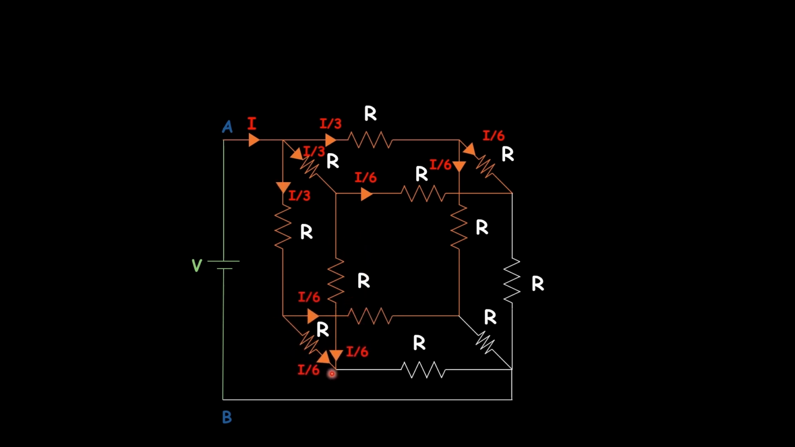These two I by 6 currents reach this junction and add along this path as I by 6 plus I by 6, which is a total equal to I by 3 along this path. Similarly, these I by 6 current along this path and these I by 6 current along this path reach this junction and add as I by 3 here. Also these I by 6 current along this path and these I by 6 current add as I by 3 along this path.